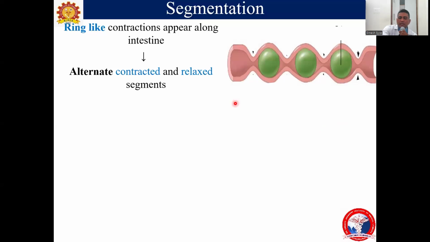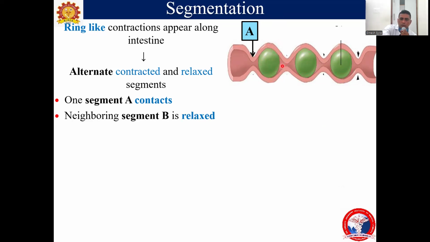Right? Now, let me ask you to train your eyes on this particular segment. We'll call it segment A. At this point in time, segment A is contracted. Just next door to segment A, you see another segment over here. What do you think it is? Do you think it's relaxed or contracted? This segment B, we'll call it, is at this point of time relaxed. Okay, so segment A right now is contracted.